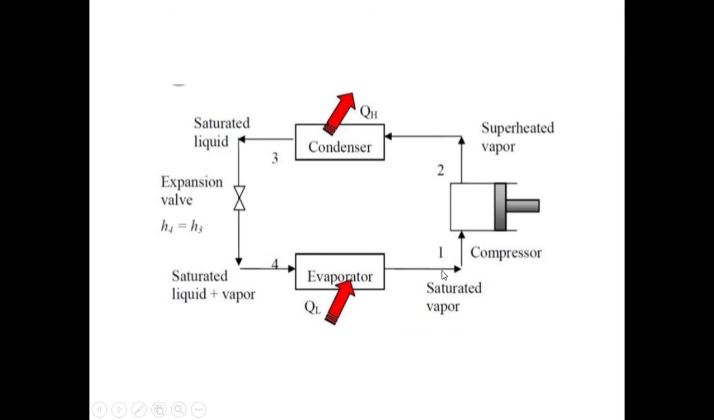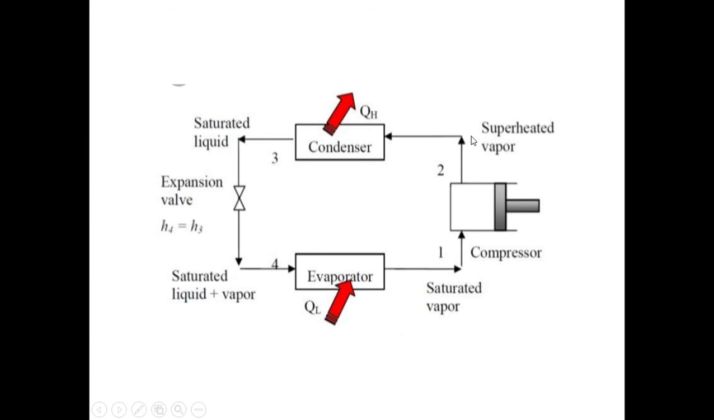Here you have a saturated vapor, saturated after the evaporator. So vapor refrigerant enters into the compressor. This compressor compresses that refrigerant to a high pressure, high temperature vapor refrigerant. So that is called superheated vapor.